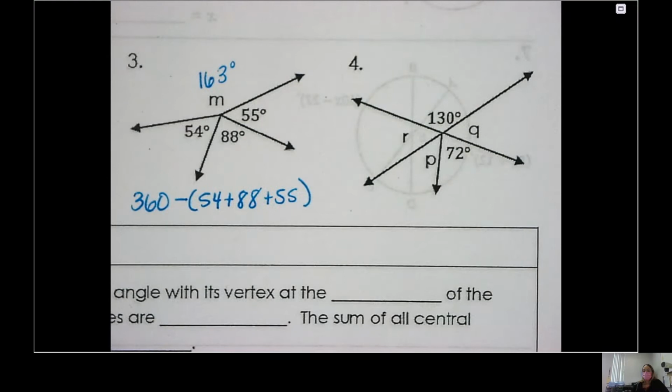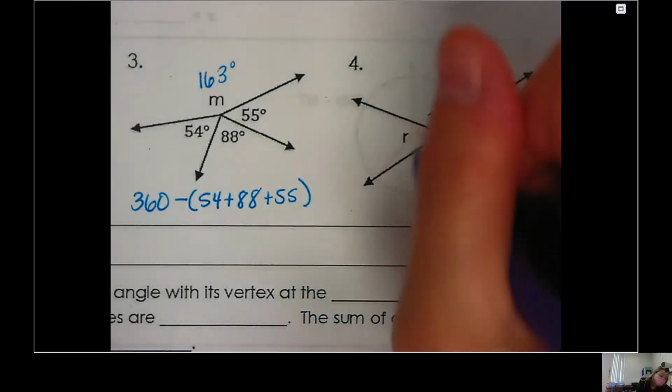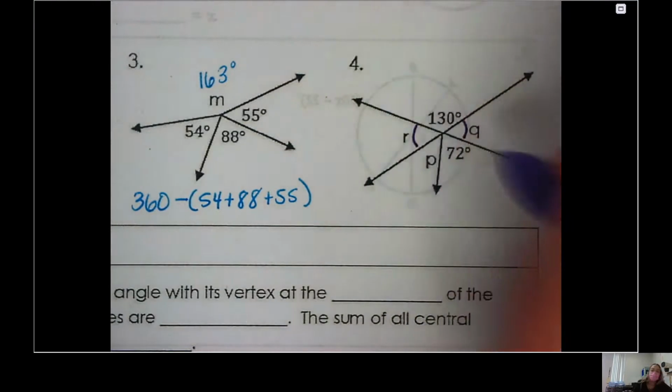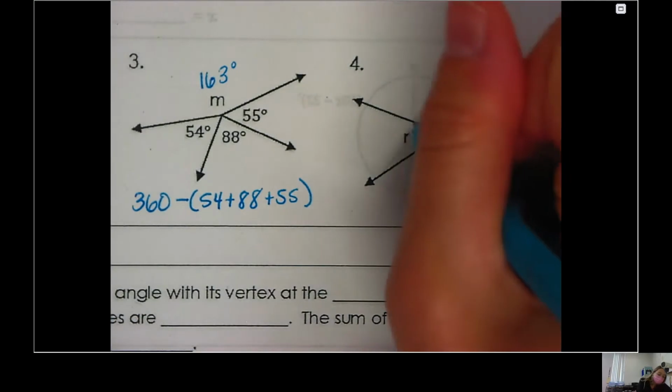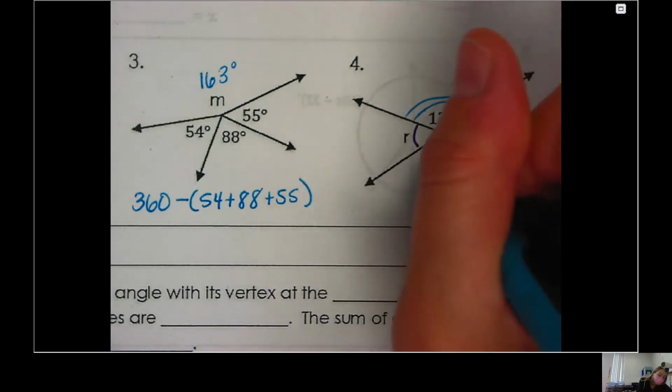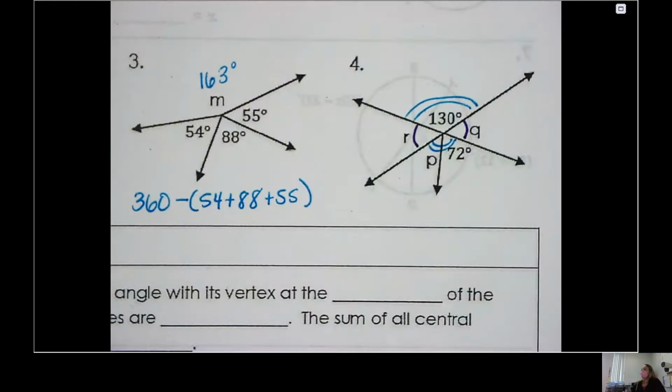Okay. Last one, number 4. Now, before you even do anything, you should see some angles that are vertical. Which angles are vertical? R and Q. So you already know R and Q are the same. So I'm going to put one arc mark to show that they're the same. What other vertical angles do you see? These 2 that are across from each other here, 130 should be the same as both P and 72 if I put them together, right? They're across from each other. They're also vertical angles. That should help you out significantly.